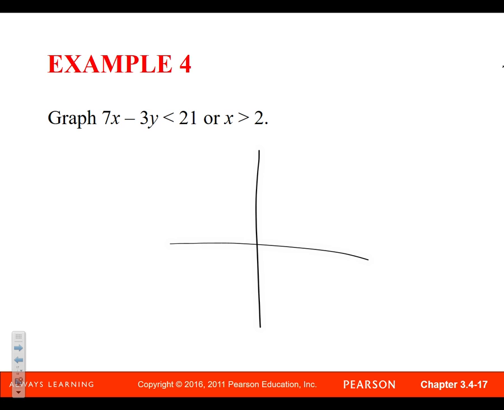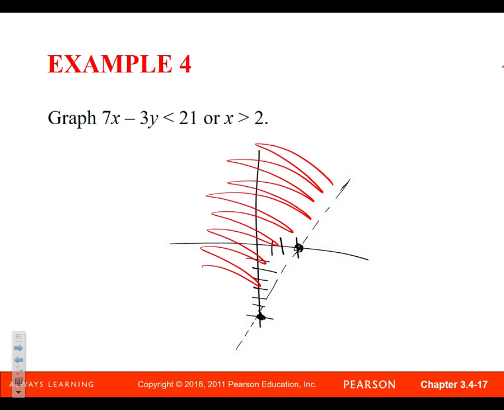If x is 0, y is, so 1, 2, 3, 4, 5, 6, 7. Put a point there. If y is 0, then x is 3. Broken line. Do I shade above or shade below? Shade above in this case. So I'm going to shade up here. And then this says x is less than 2. So I'm going to go over to 2. Broken line as well. And I'm going to shade above that.